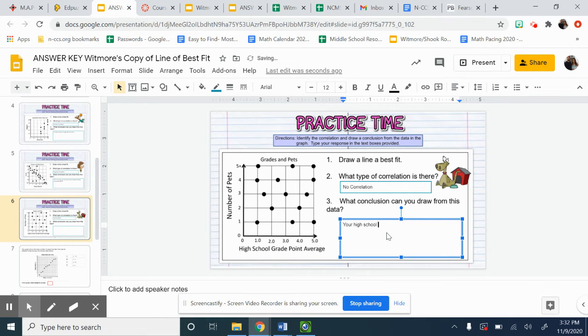Your high school GPA, a GPA is a grade point average, and the number of pets you have are not related. So you could have 5 pets and you could have a 4.0 GPA. You could have 0 pets and have a 1.0 GPA. The two things are not connected and do not lead from one thing to the other.